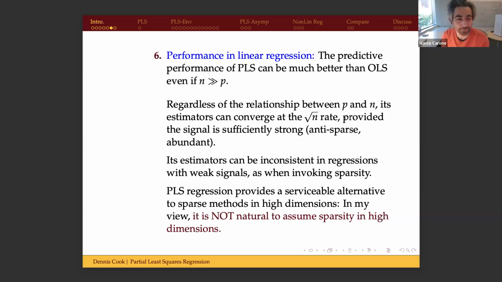I also have a question, if you don't mind. You described partial least squares at the population level as saying the mean of y given x is equal to the mean of y given w transpose x, right? So is that an assumption that you're making? Or no, that's a theorem.